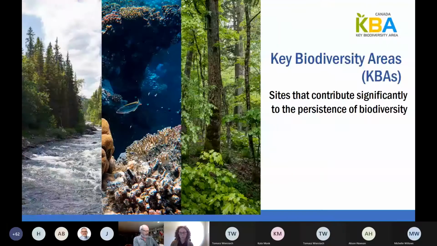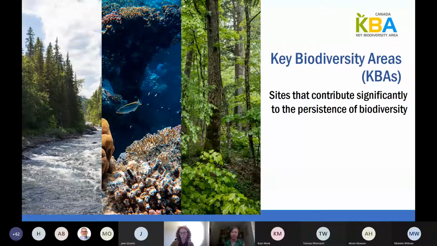So very briefly, and I won't get into the details, KBAs are sites that contribute significantly to the persistence of biodiversity. So it's important to make sure that everyone understands this definition, because there are many definitions of areas that are important for biodiversity. There are many criteria by which you might decide whether an area is important for biodiversity, but the key biodiversity area standard is one tool that is consistent and used globally now to identify areas that are disproportionately important to making sure that species and ecosystems persist into the future.